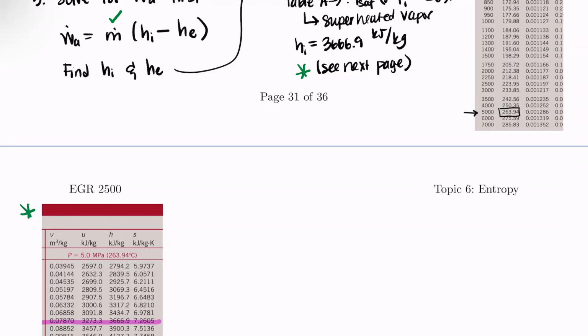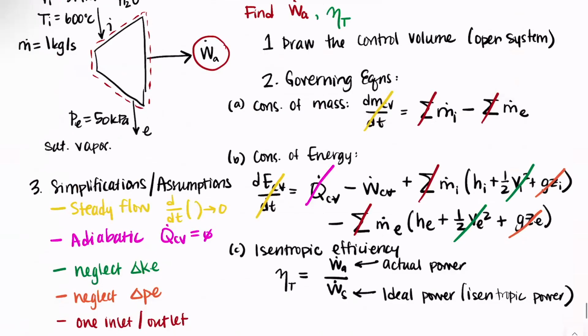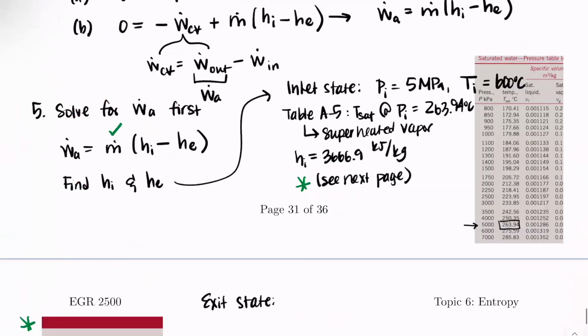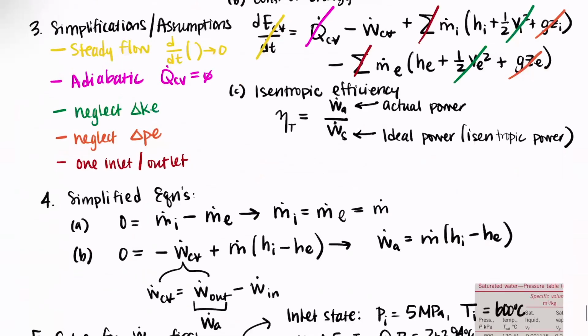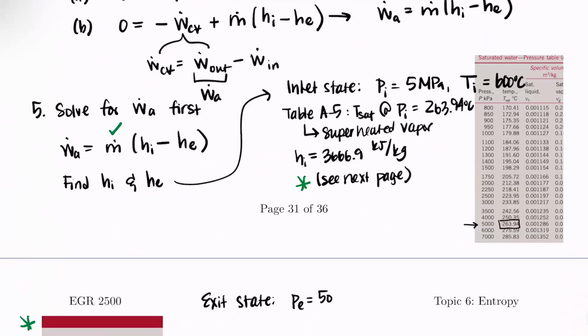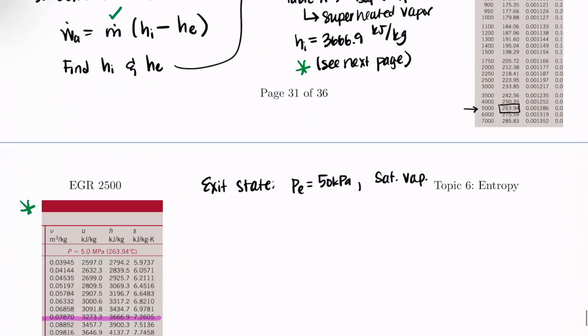Okay, so now we just need the exit enthalpy. At the exit, we know our pressure and we know we have a saturated vapor. The exit pressure is 50 kPa, and we have a saturated vapor. So which table should we use to find h_e? Student: Temperature, if it's adiabatic. Say this again. I don't know the temperature if it's an adiabatic process at the exit.